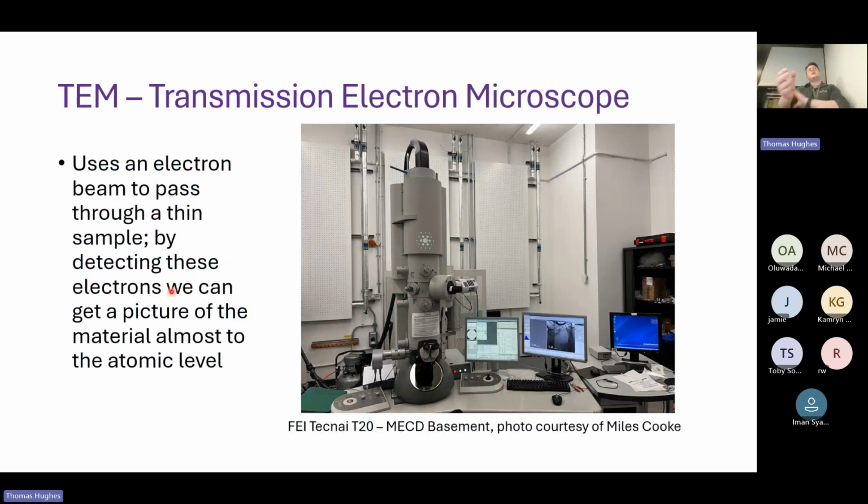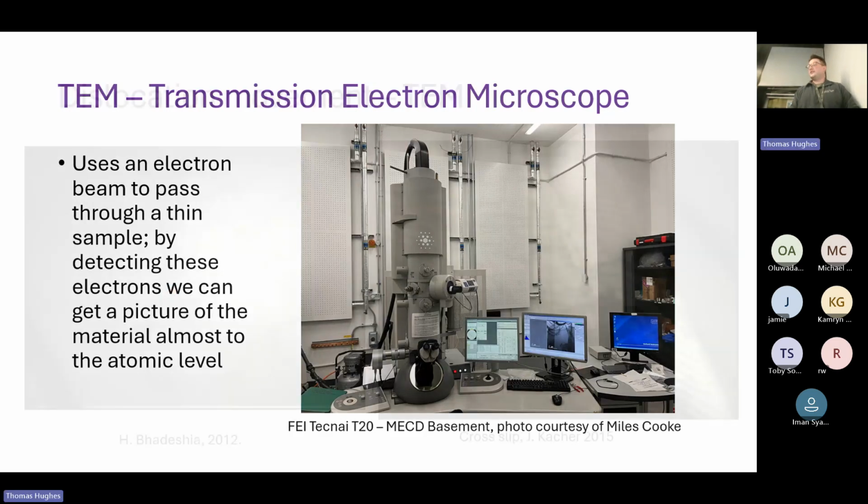To have a look at this, we can use something called a TEM, or a transmission electron microscope. You use a big electron beam coming down that central column, and it passes through a very thin sample, on the order of 100 microns thick. That's very, very thin. These electrons will pass all the way through, and then we can use a detector on the other end to detect these electrons, and then we'll get some nice images out of them.